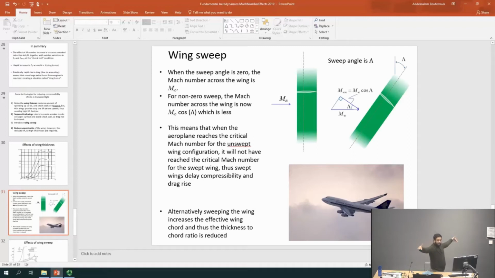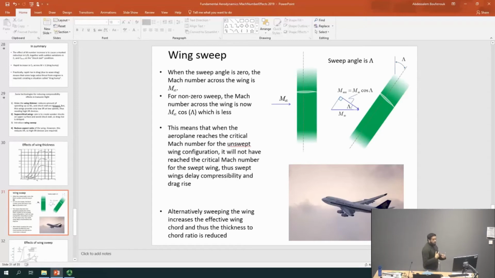But the reason we're having those swept wings is to allow us to fly faster without a huge penalty in drag. If you had straight wings, you can't go faster before the drag rise catches up with you and you're basically dead. Your engines will have to work really hard.